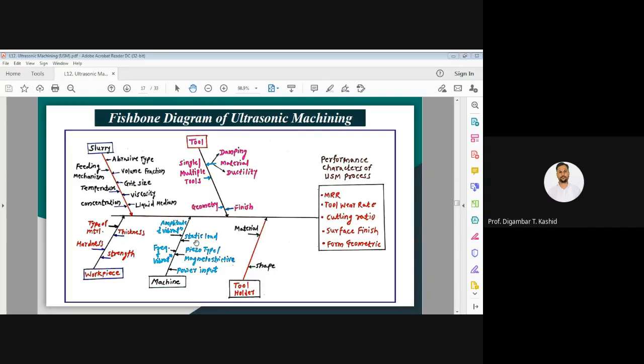Now I will give 3 minutes to draw this diagram because this is very important. I request all of you, please draw this diagram. And if you see the diagram for abrasive jet machining, water jet machining, or abrasive water jet machining, as well as this ultrasonic machining, the process parameters are different. So you should know.